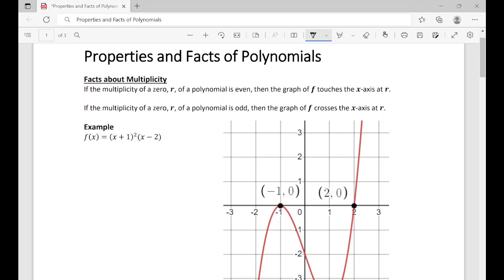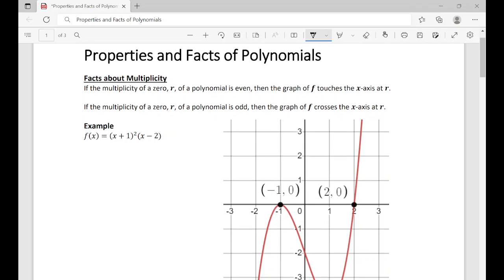Here we have some properties and facts of polynomials that can help you when it comes to graphing polynomials or writing equations of polynomials. So the first thing we're going to look at is facts about the multiplicity. If the multiplicity of a 0 r of a polynomial is even, then the graph of f touches the x-axis at r. If the multiplicity of a 0 r is odd, then the graph of f crosses the x-axis at r. So what does that mean?